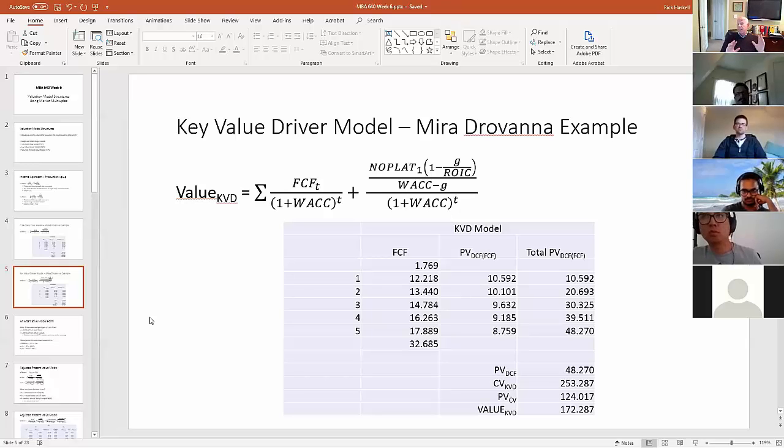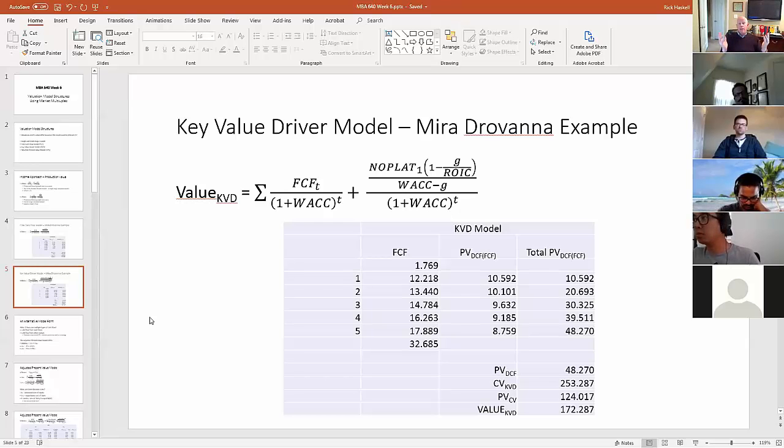So I dig the KVD model for the exact same reasons that you like it, Casey. It brings in a richness which I think adds some accuracy as a result of this ROIC variable that we're missing expressly in the other models. That said, we are in the minority.